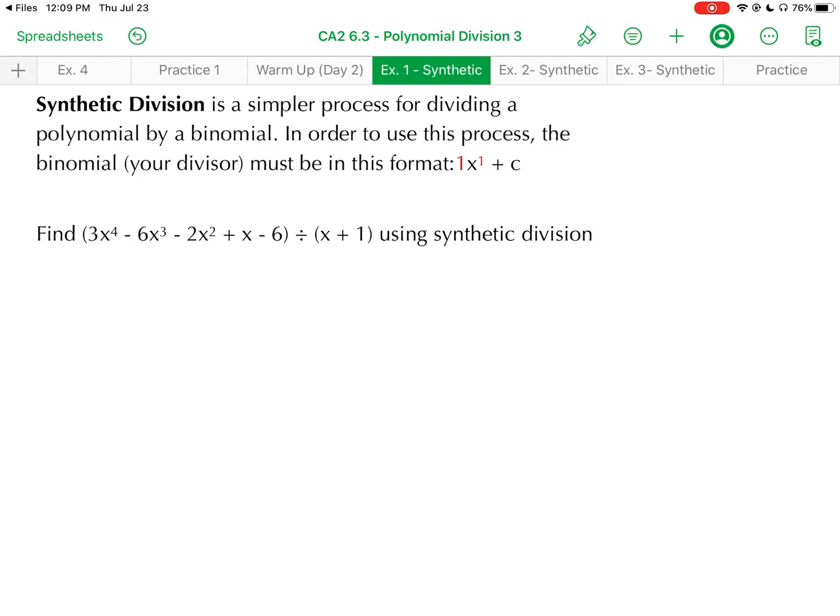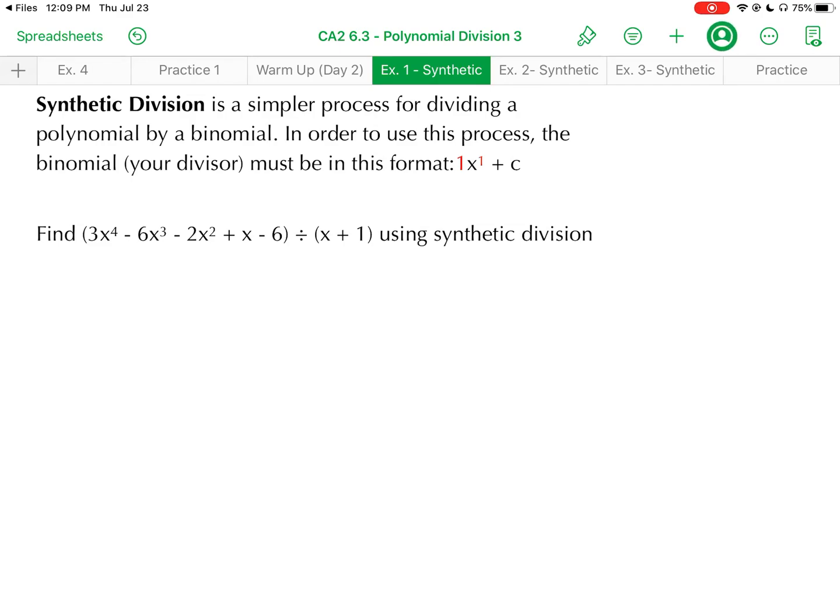Okay, this is going to be our second video for polynomial division. In our first video, we looked at the process of long division on polynomials, and of course, that process could get very long and very tedious with a lot of writing involved in it. So, the process we're going to look at in this video is known as synthetic division, and this is a simpler process that you can use when you're dividing a polynomial by a binomial.